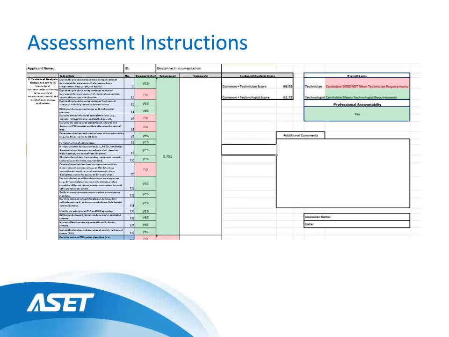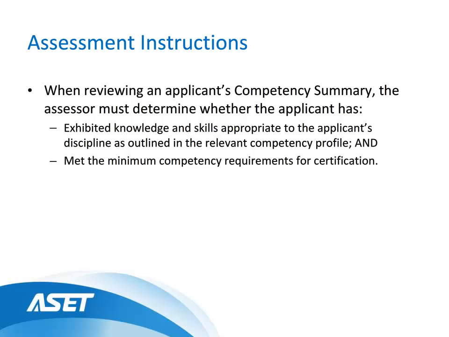An Excel spreadsheet with assessment forms for each discipline is provided to subject matter experts to assist with their review. These assessment forms include the same competencies and competency indicators as can be found in the applicant's competency summary. When reviewing an applicant's competency summary, the assessor must determine whether the applicant has exhibited the knowledge and skills appropriate to the applicant's discipline as outlined in the relevant competency profile, and whether the applicant has met the minimum competency requirements for certification. The following slides will provide step-by-step instructions for filling out an assessment form.